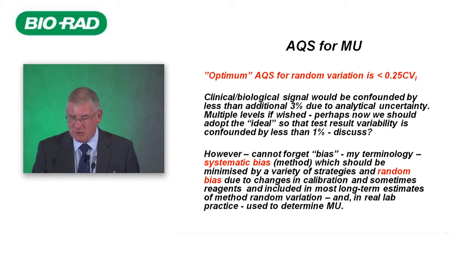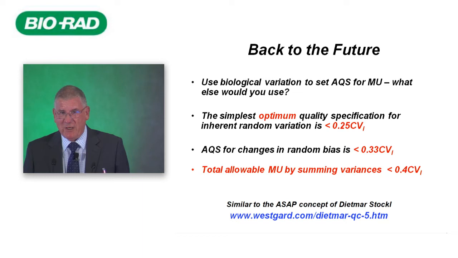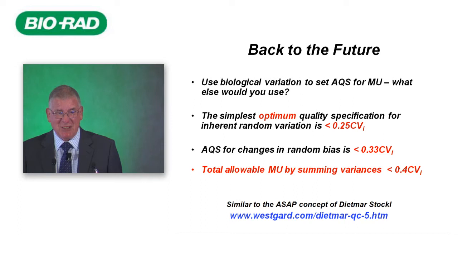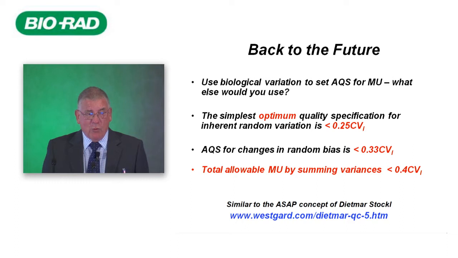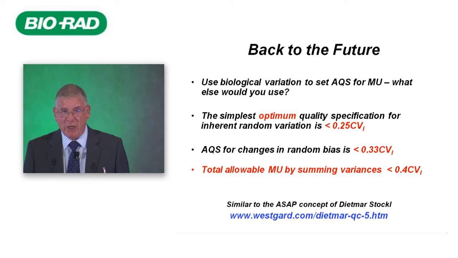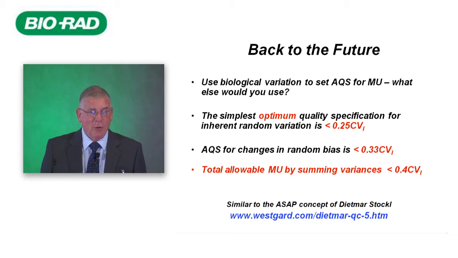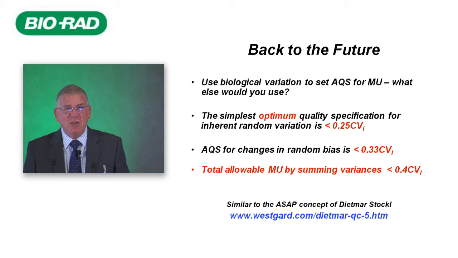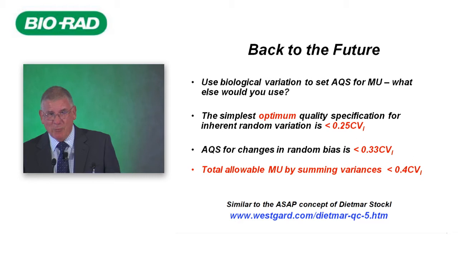So finally, let's think again about how could we define, using biological variation, what else? A quality specification for total measurement uncertainty. As we've seen, the simplest optimum quality specification for inherent random variation is less than a quarter of the biological variation. The analytical quality specification for changes in random bias is less than a third of the biological variation, as you can read about in the preprint. So therefore, when you add these two variances together, the total allowable measurement uncertainty is, and here's something new for you, have a think about this. So our new quality specification is measurement uncertainty should be less than 0.4 times the within subject biological variation.